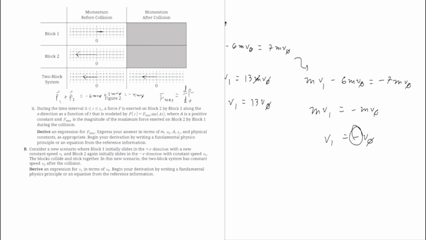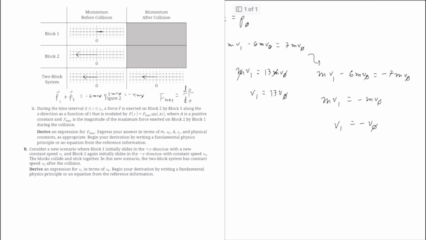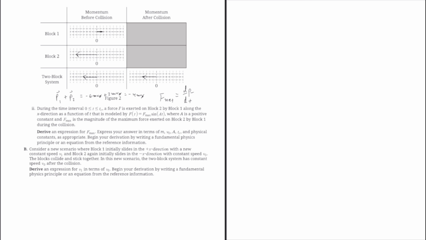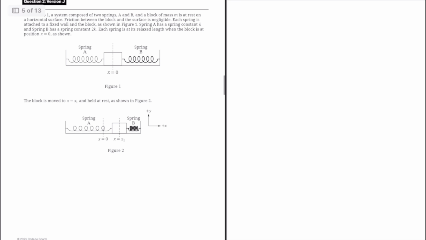This is clearly negative, because V naught is a positive constant. This equation is saying V1 is equal to negative V naught, which tells me block one is moving to the left. But the problem clearly states it's moving to the right. Therefore, your actual answer is 13 V naught. That is the only possible answer for this question. Hopefully that cleared up some confusion, but now let's move on to question 2.